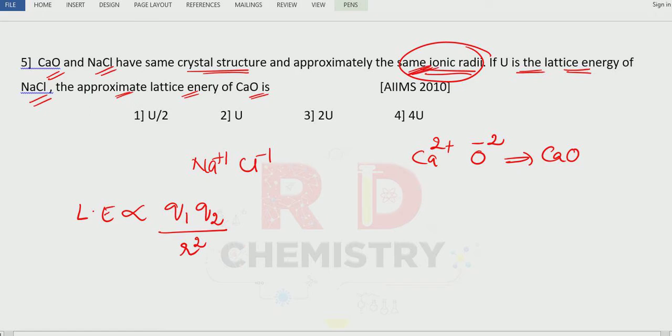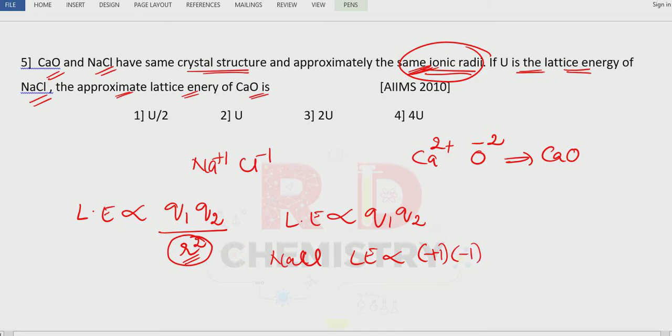Now they have given same ionic radii, so we can neglect this term. That doesn't make any difference. Lattice enthalpy is directly proportional to Q1 into Q2 when R is same, since the distance between the two centers is same. So for sodium chloride, charge is plus 1 and anion chloride is minus 1. For calculation, we don't take minus, we take charge plus 1 and 1 only. So it is proportional to 1 unit.